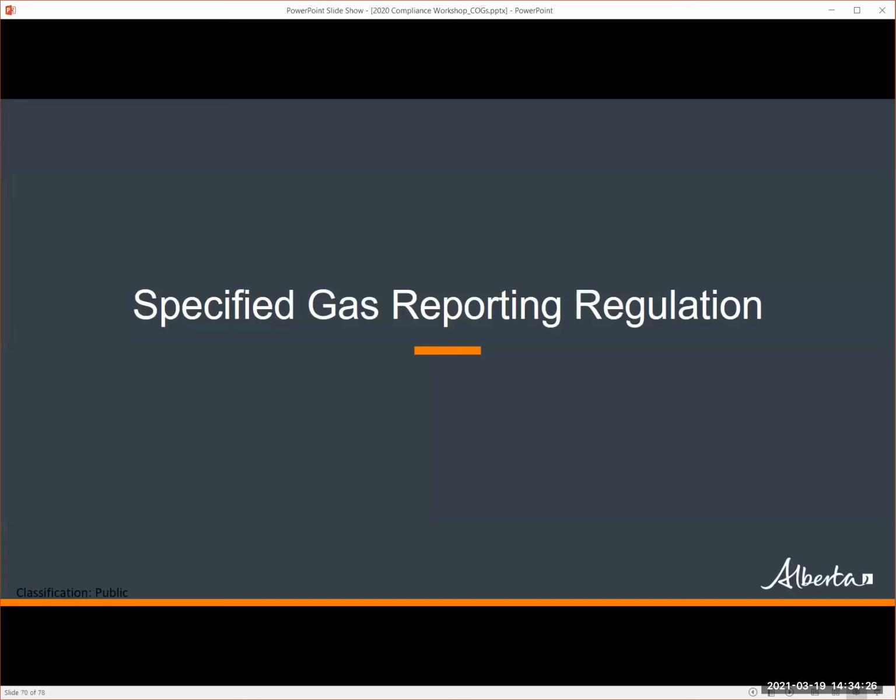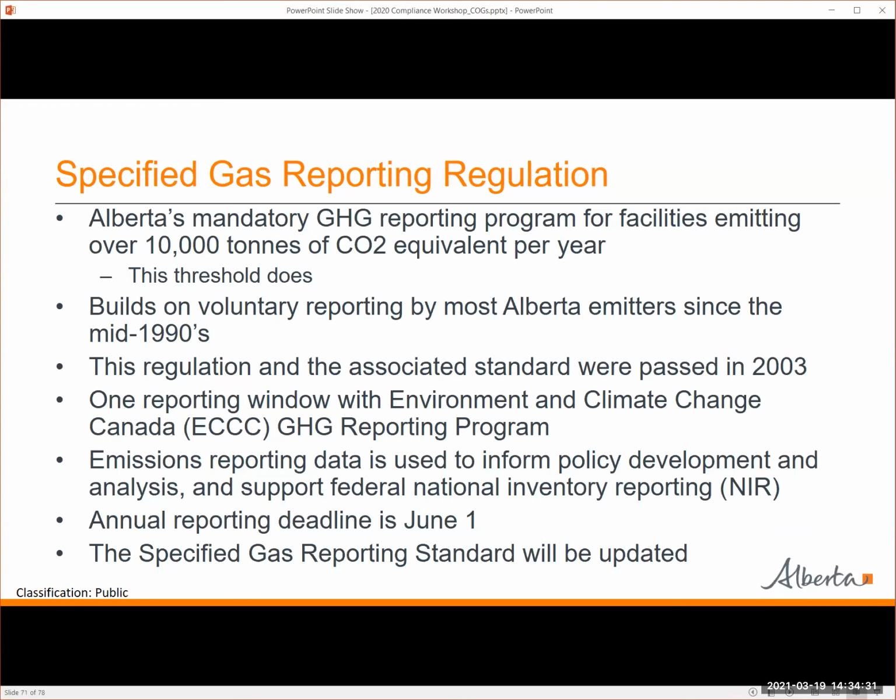I'll say a couple things, a couple quick slides here on the specified gas reporting regulation. The specified gas reporting regulation has been around for quite a while. It grew out of voluntary reporting efforts started in the 90s by facilities in Alberta. It's a required item for those sites that emit more than 10,000 tons in a year. So for those conventional oil and gas facilities that are over that threshold, the specified gas reporting regulation, as well as the federal greenhouse gas reporting regulation, would apply.